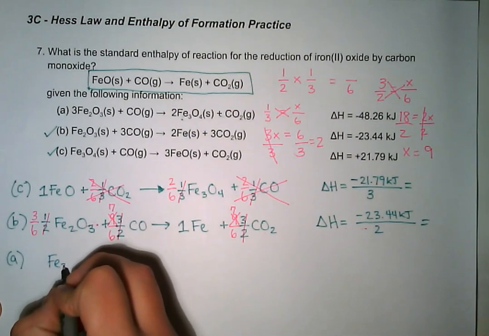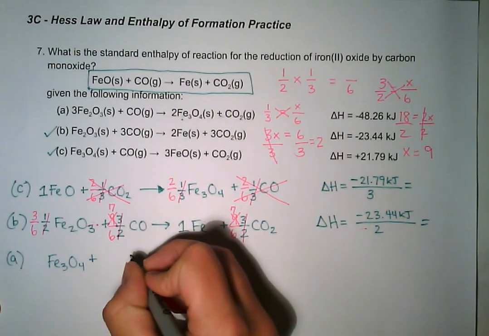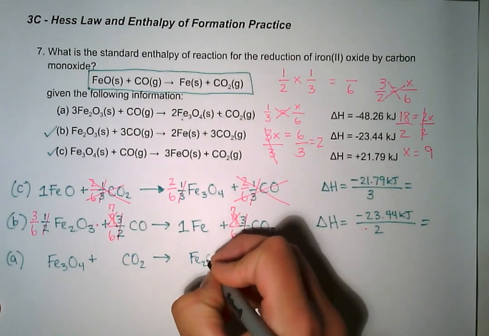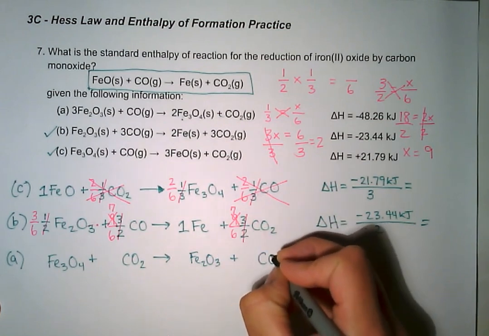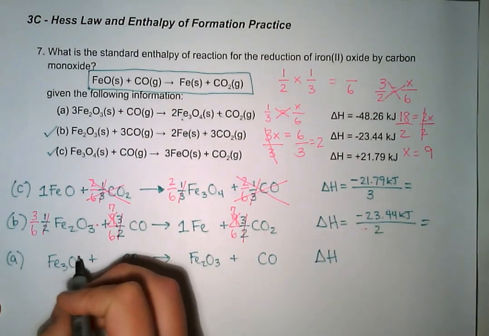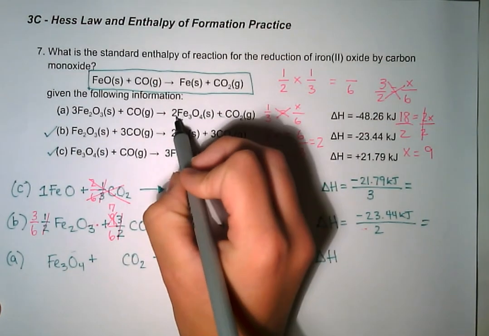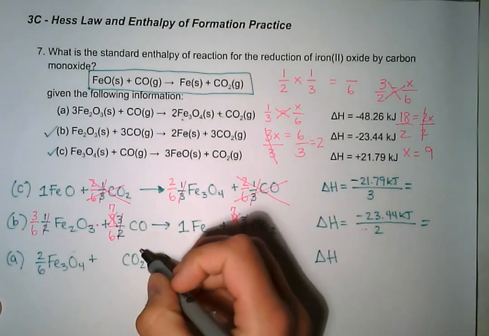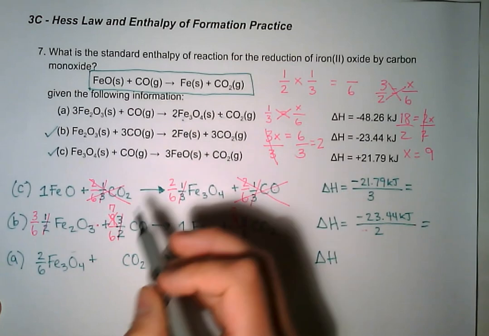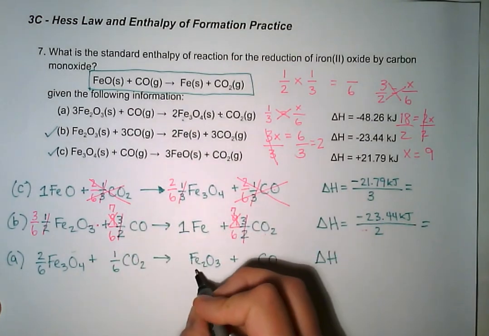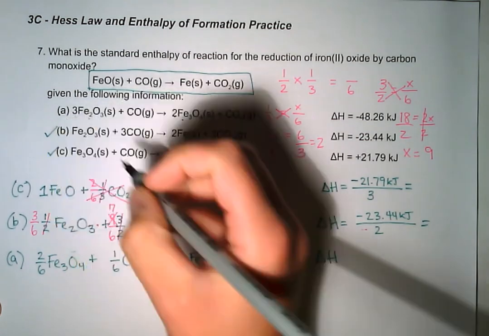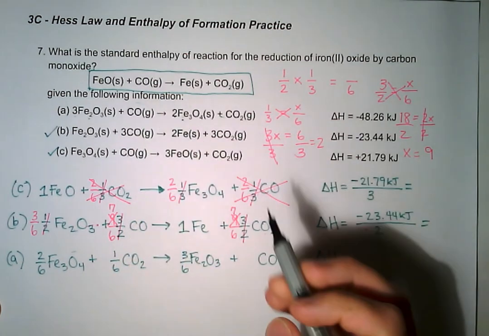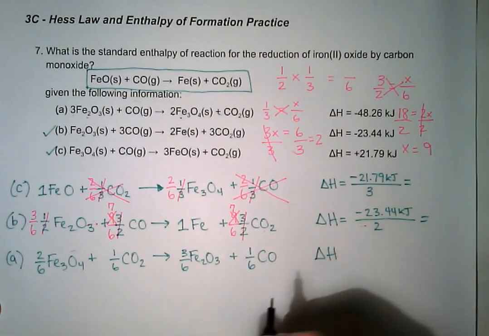So Fe3O4 plus CO2 gives us Fe2O3 plus CO. And then I'm also going to divide all of my coefficients by 6. So instead of 2, I'm going to have 2 divided by 6, so 2/6. Instead of CO2, I'm going to have 1/6 of a CO2. Instead of 3 Fe2O3s, I'm going to have 3/6 Fe2O3. And instead of 1 carbon monoxide, I'm going to have 1/6 of a carbon monoxide.